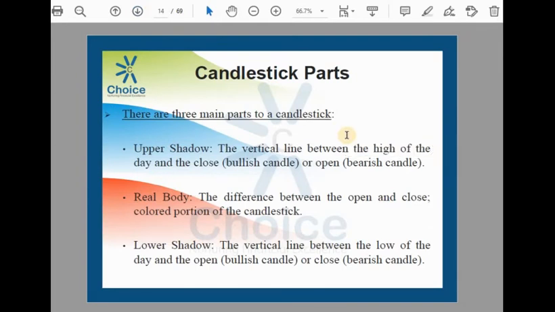There are three main components of the candlestick, which we termed earlier. The upper shadow is the vertical line between the high of the day and the close or open. The close applies in a bullish candlestick and the open in a bearish candlestick. The real body is the difference between the open and close, the colored portion of the candlestick. The lower shadow is the vertical line between the low of the day and the open or close of the candle. The shadows may also be termed wicks.